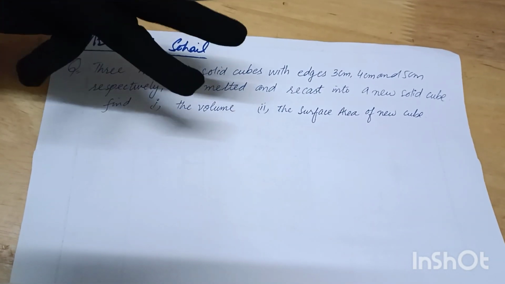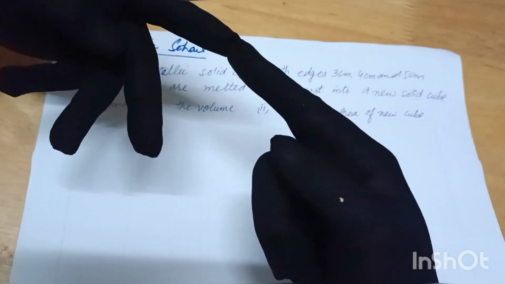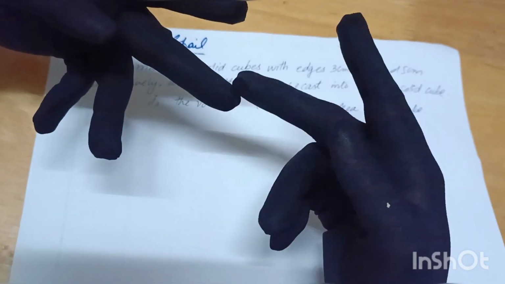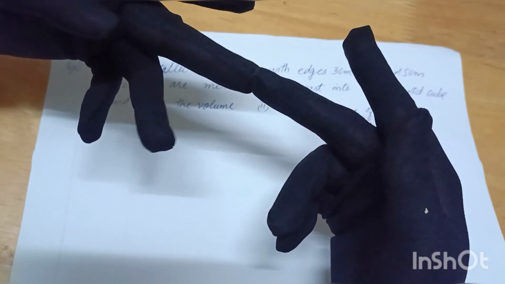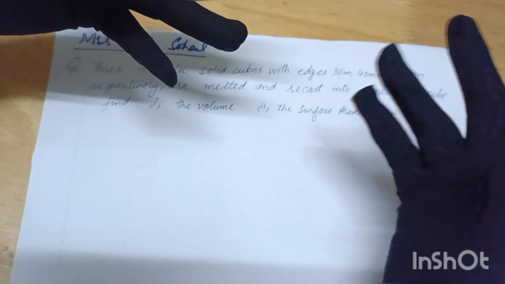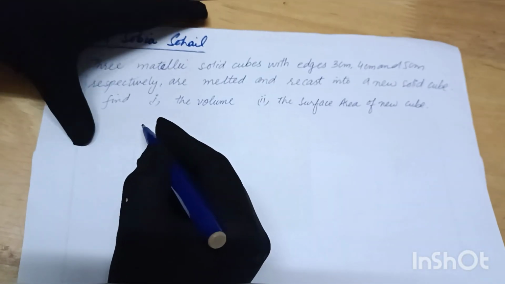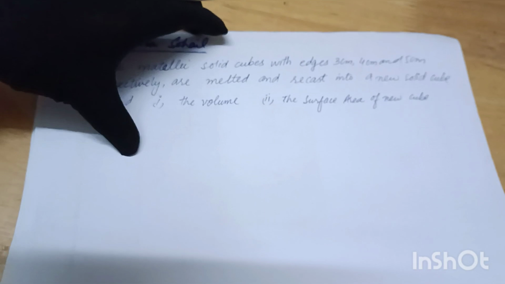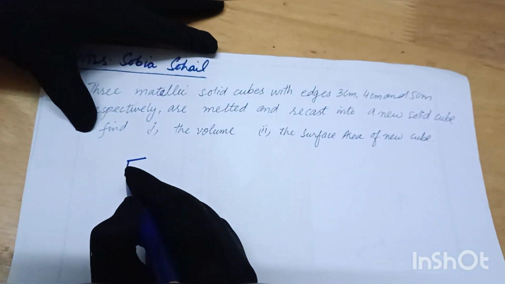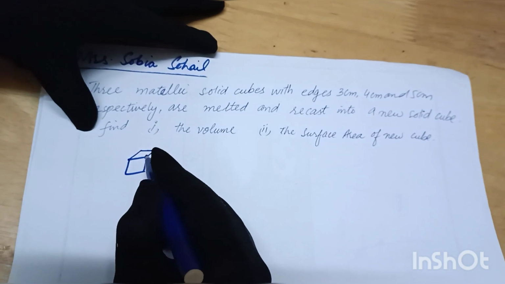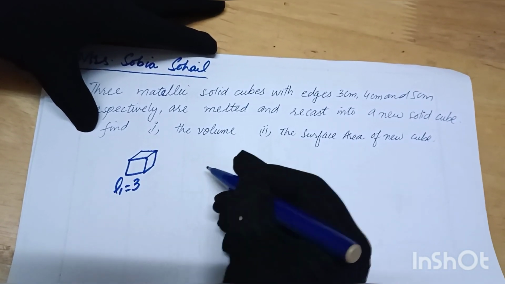Three metallic cubes are here. So first, second, third. The first one has 3 centimeter edges, the second has 4 centimeter edges, and you know a cube has all edges the same. The third has 5 centimeter edges. So it's better that I first draw what they are actually saying here. First one, cube, edge 3. I can say it's length 1.